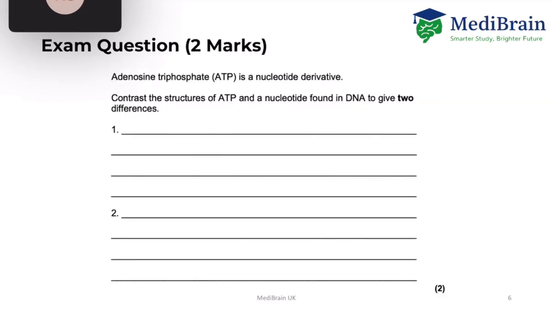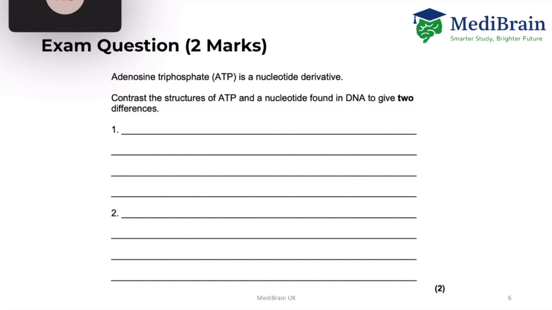Okay, moving on. Now we're moving on to some questions on ATP, and then I think we've got a question on water, and then we're finishing off with a question on inorganic ions. Okay, so adenine triphosphate, ATP, is a nucleotide derivative. Contrast the structures of ATP and a nucleotide found in DNA to give 2 differences. Okay, guys, feel free to have a go at it yourself and check your understanding when I go through it with you guys.